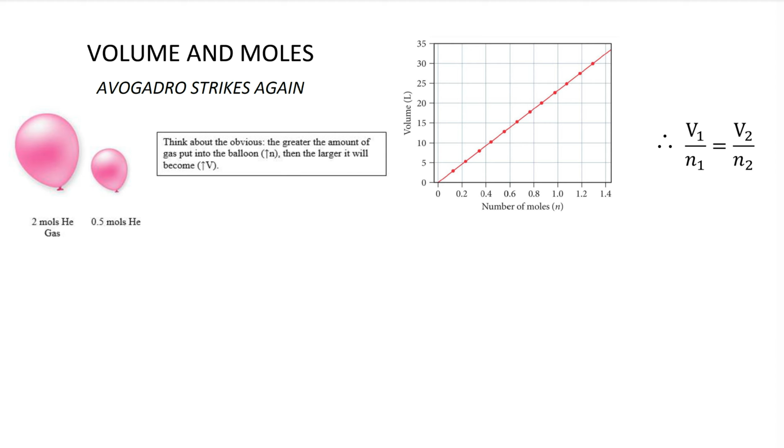V, volume, is directly proportional to n, the moles of gas. And we can write another equation to show this directly proportional relationship. It looks kind of like the combined gas law, but this time we've taken out the P, the T, and obviously the R. So this is showing you the direct relationship between the moles of a gas and the volume of that gas. More moles equals higher volume.